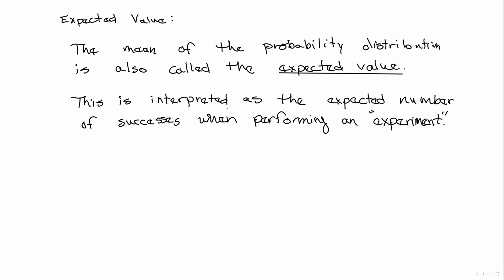Okay, so the expected value is the same thing as the mean, and it's interpreted as the expected number of successes that you'd get when performing an experiment. So let's look at some examples just to make sure that everything is clear. If a coin is flipped 100 times, what is the expected number of heads?